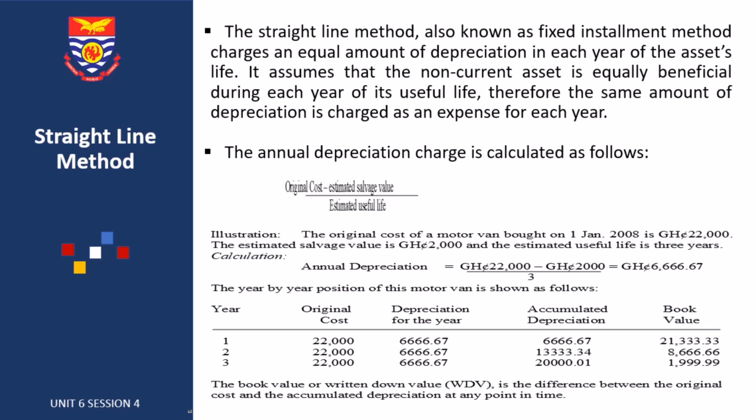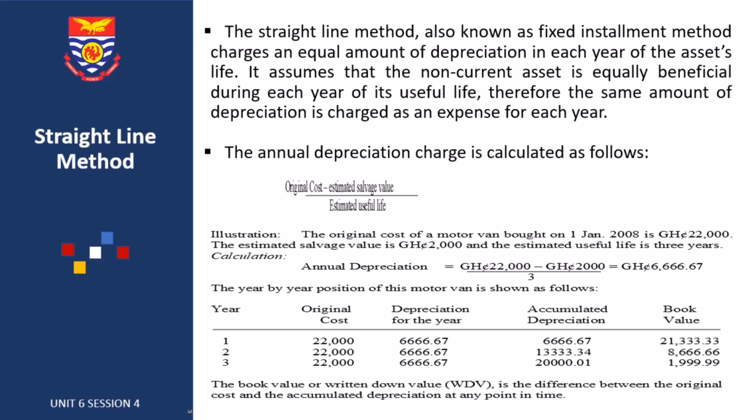The original cost is the cost at which the asset was acquired. The estimated salvage value, or the scrap value, is what the asset could be sold for at the end of its useful life. And the estimated useful life is the anticipated life of the asset to be used in the business. Let's look at this illustration.